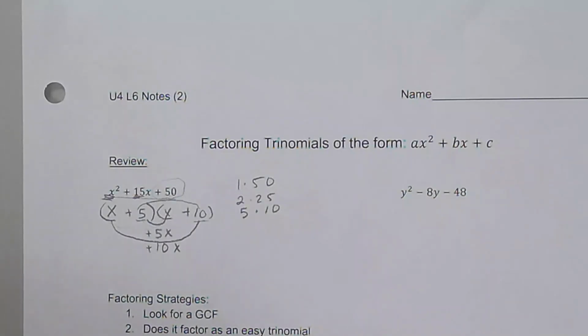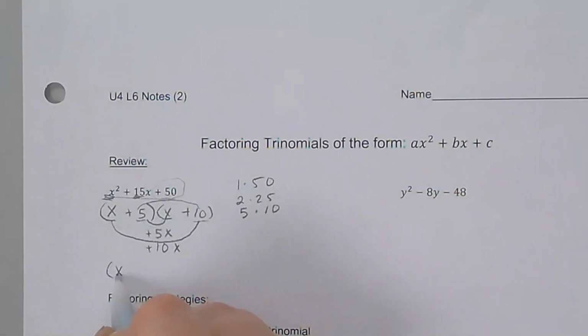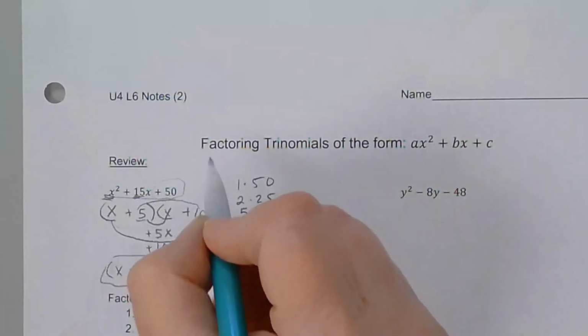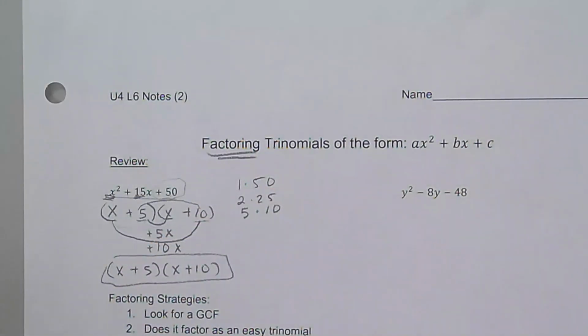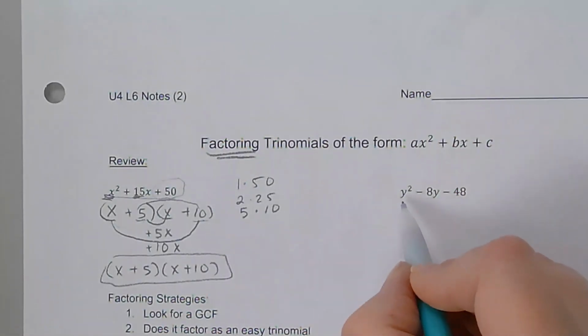So if the direction said factor, I would say this one factors to x plus 5 times x plus 10, and that would be my answer, because the word factor means find the two things that multiply together. All right, let's look at this one.